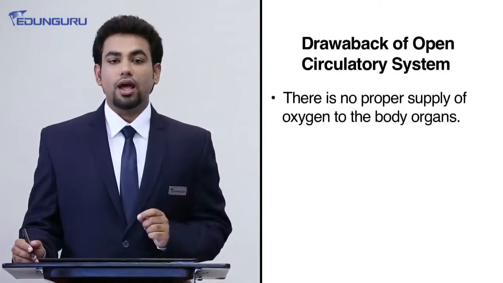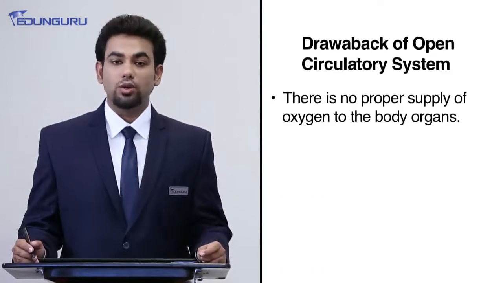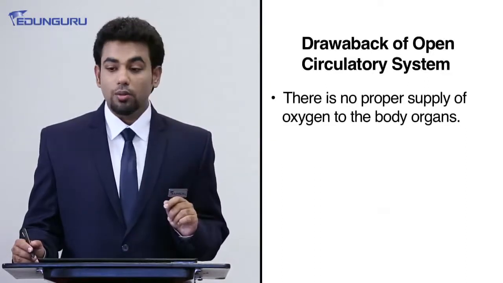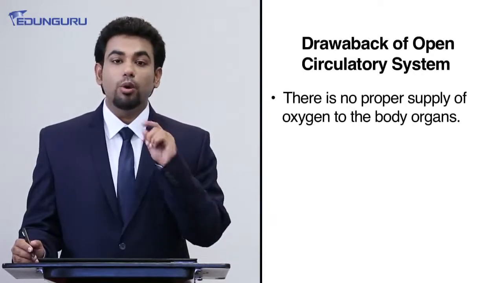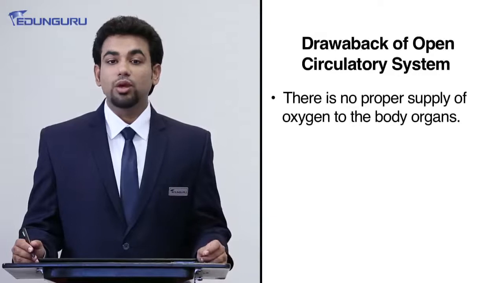There is one drawback related to the open circulatory system. And that drawback is that there is no proper supply of oxygen to the body organs. That is an inefficient way of supplying oxygen to the organs of an animal, which we are going to discuss just now.